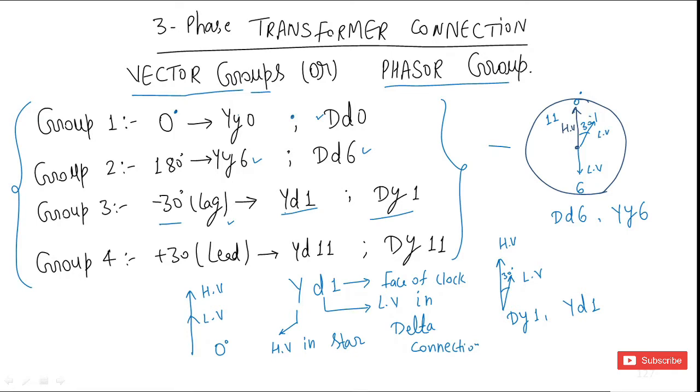When you check the nameplate of the transformer, something is written on it, its phasor group, YD1 or YD11. It will be written on the nameplate of the transformer. So you will get to know which group this transformer comes under. This one means group 3. So the LV voltage will be 30 degree lagging with the high voltage winding in group 3.